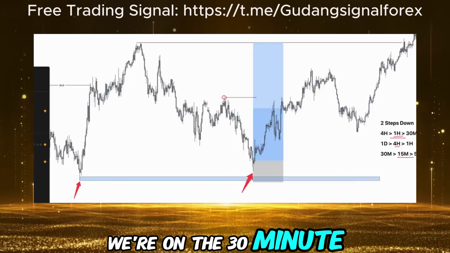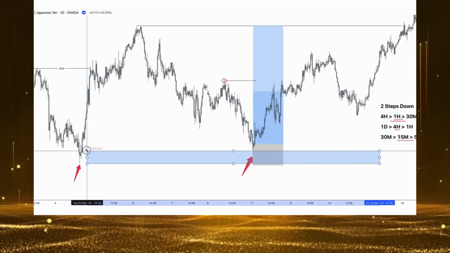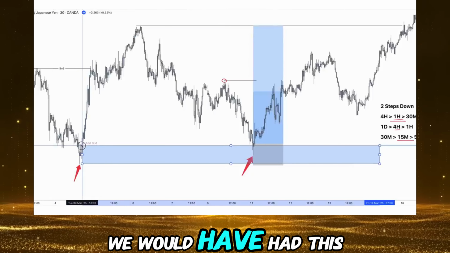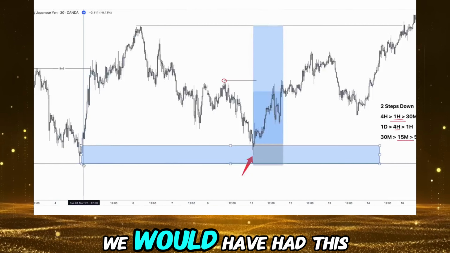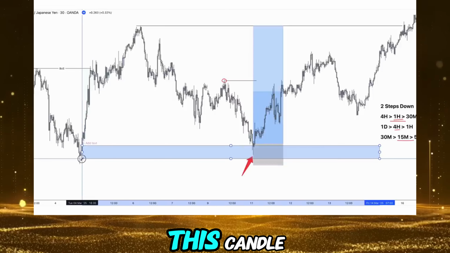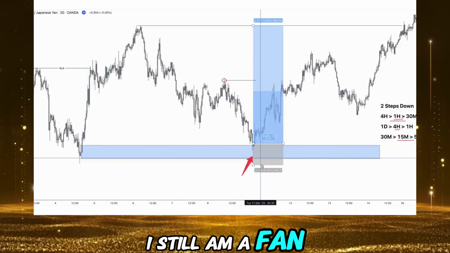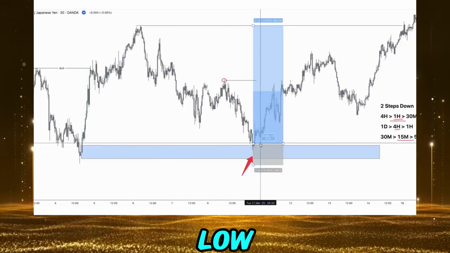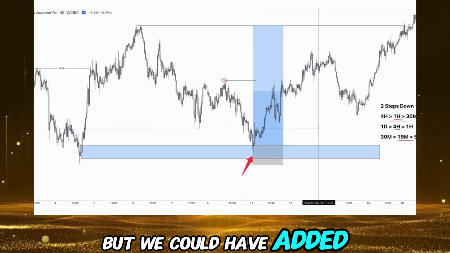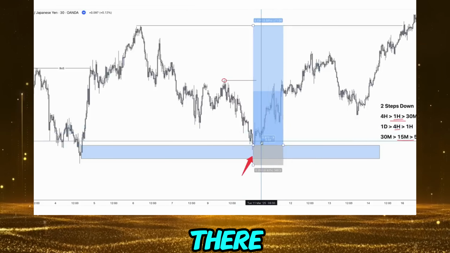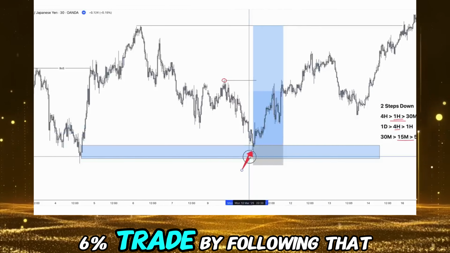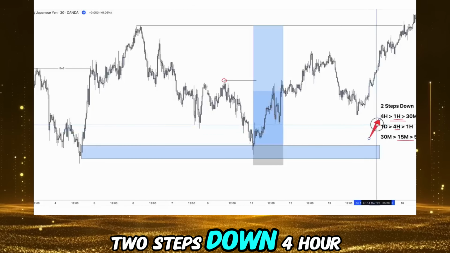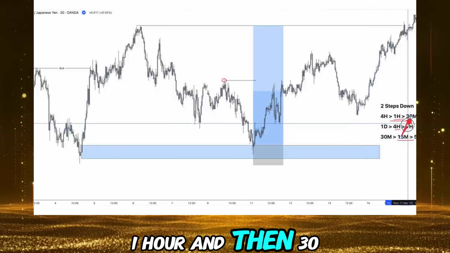Now while we're here, we can take a look. We're on the 30-minute time frame. If we refined our zone to the 30 instead, we would have had this area to work with. We would have had this area to work with, this candle. I still am a fan of putting stops under the low, so I'd keep that there, but we could have added potentially another little bit of profit there and turn this into a 6% trade by following that 2 steps down, 4-hour, 1-hour, and then 30-minute.